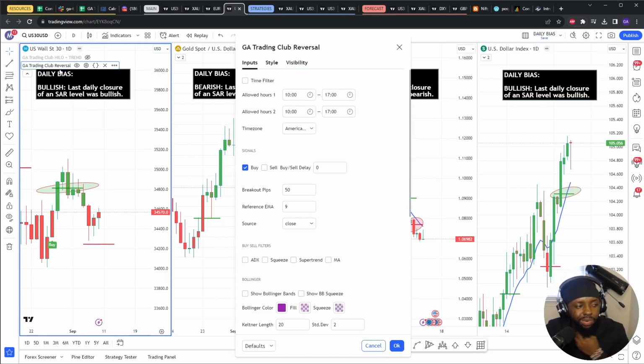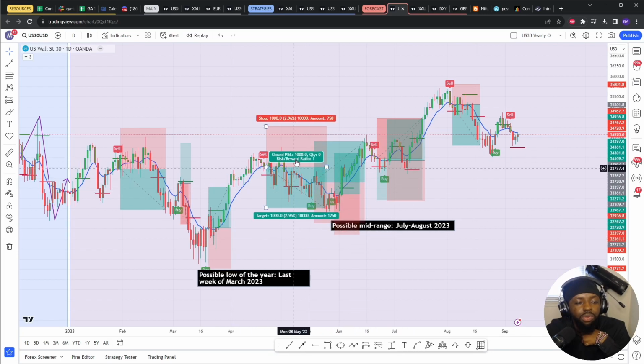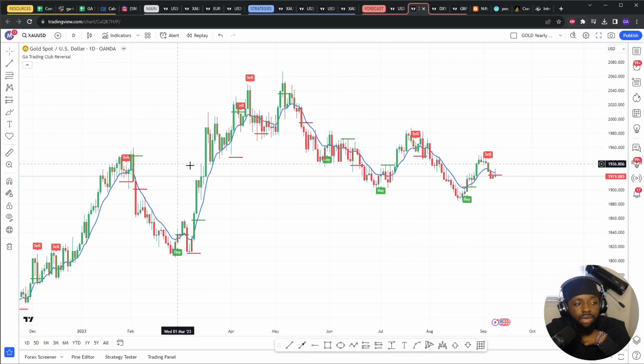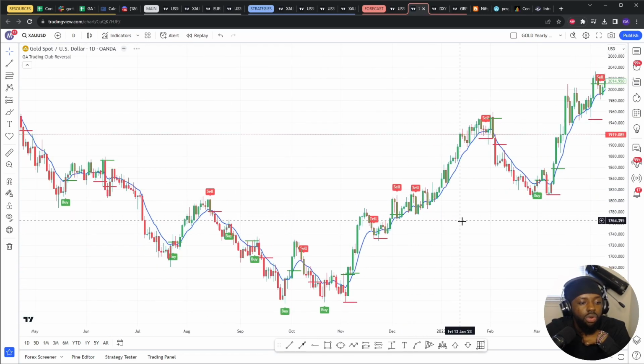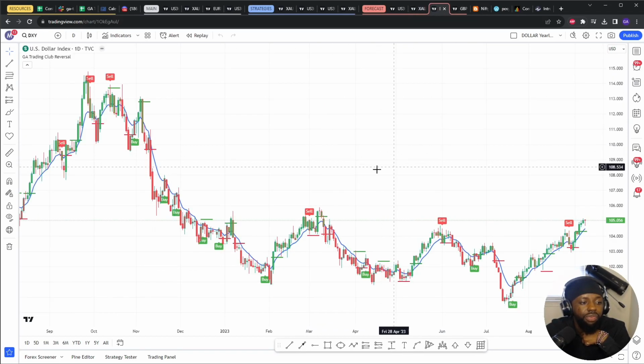Previously, I was using the high-low plus trend, but I'm testing something out because I've seen that if you look at, for example, the reversal indicator on the daily time frame for US 30, you can see these entries right here, most of them are pretty accurate. Same thing for gold right here. This is, again, the reversal indicator. Same thing for the dollar.